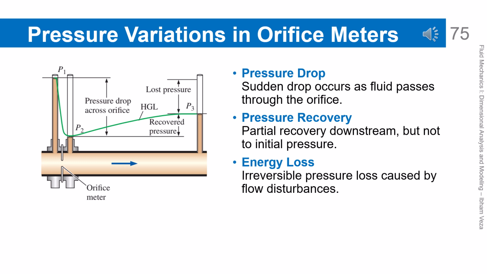Pressure variations in orifice meters. The pressure drops sharply as the fluid passes through the orifice. After the orifice, the pressure partially recovers, but does not return to its original value. The unrecovered pressure difference represents permanent energy loss. This loss is caused by turbulence and flow separation. The diagram clearly illustrates the concept of irreversible energy loss in flow.